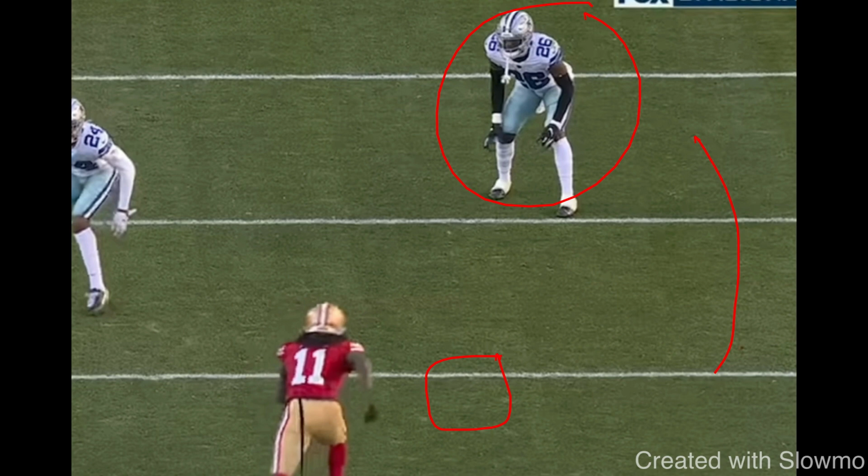Even if it's zone, even if it's off man or press man, he is still trying to prevent the outside route. And what does he probably have to the inside if he's outside leverage? He probably has help. He'd be an idiot to play zone coverage with no help over the middle. So if we just take off and run the post curl, we're essentially running right into his help. This DB is going to get into my hip. He's going to squeeze me to the inside, and that quarterback is not going to have a window.